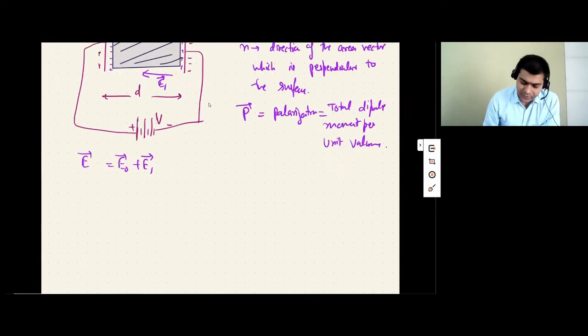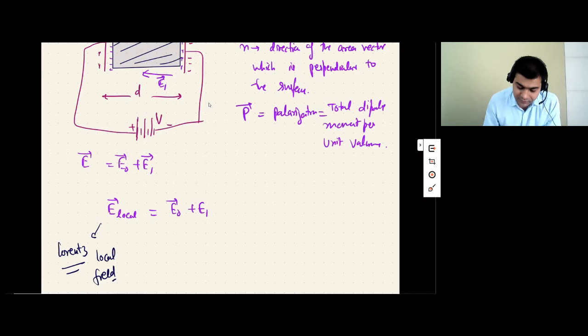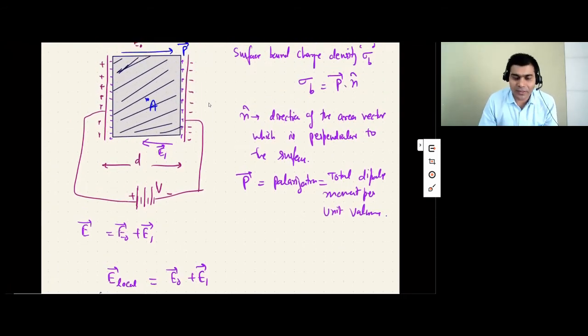So let me write down that E local, which is felt by A. This expression was given by Lorentz, and is also called the Lorentz local field. That is equal to E0 plus E1. This is the average electric field, which we used in the previous lecture as E. We will stick to the same convention, but now we are also considering the effect of other electric dipoles present nearby A.